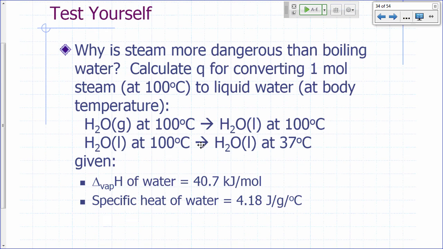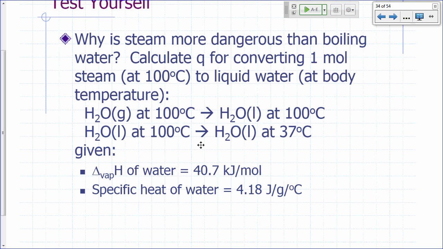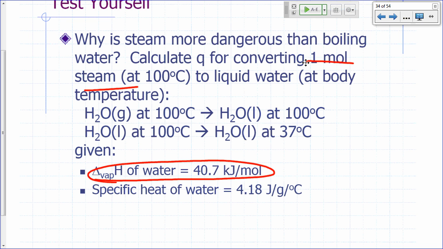Okay. Why is steam more dangerous than boiling water? Calculate Q for converting 1 mole of steam to liquid water. Usually these delta H values for fusion and vaporization are given either on a per gram basis or per mole basis. If you need the actual amount of heat involved, you have to multiply those values by the amount in grams or moles. Delta H for vaporization of water, if you look it up, is 40.7 kilojoules per mole. And of course you know the specific heat of water is 4.18 joules per gram per degree.